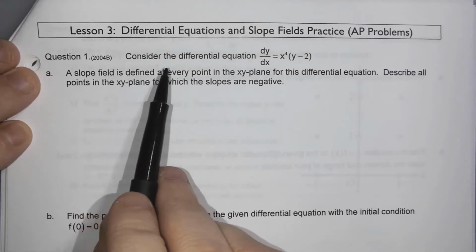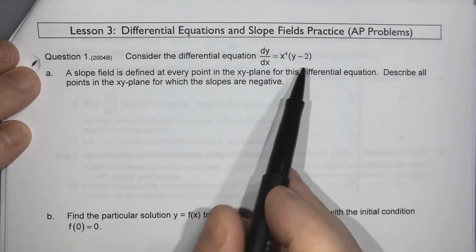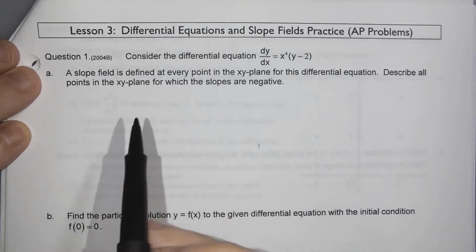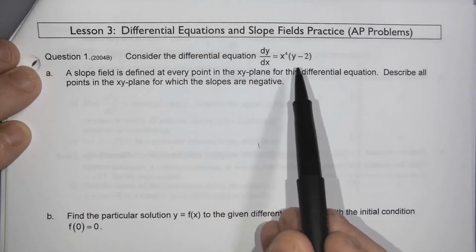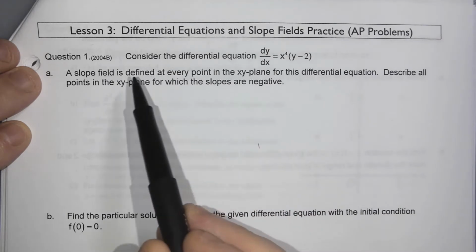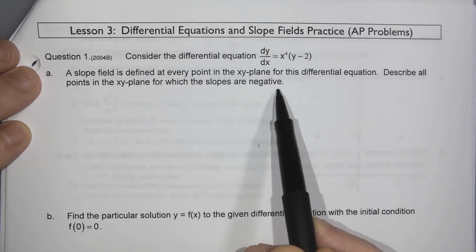Okay, problem 1 says consider the differential equation dy over dx equals x to the fourth times y minus 2. And it says a slope field is defined at every point in the xy plane for this differential equation. Describe all the points in the xy plane for which the slopes are negative.